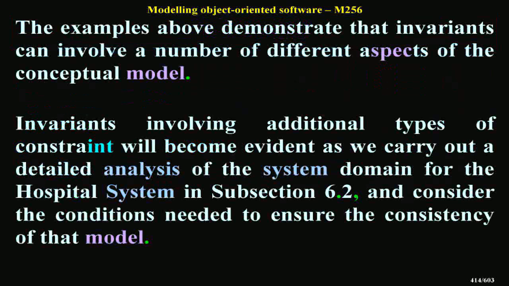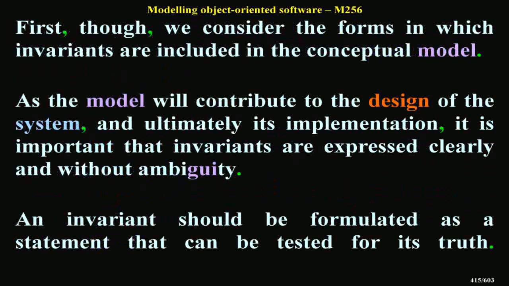The examples above demonstrate that invariants can involve a number of different aspects of the conceptual model. Invariants involving additional types of constraint will become evident as we carry out a detailed analysis of the system domain for the hospital system in subsection 6.2, and consider the conditions needed to ensure the consistency of that model. First, though, we consider the forms in which invariants are included in the conceptual model.